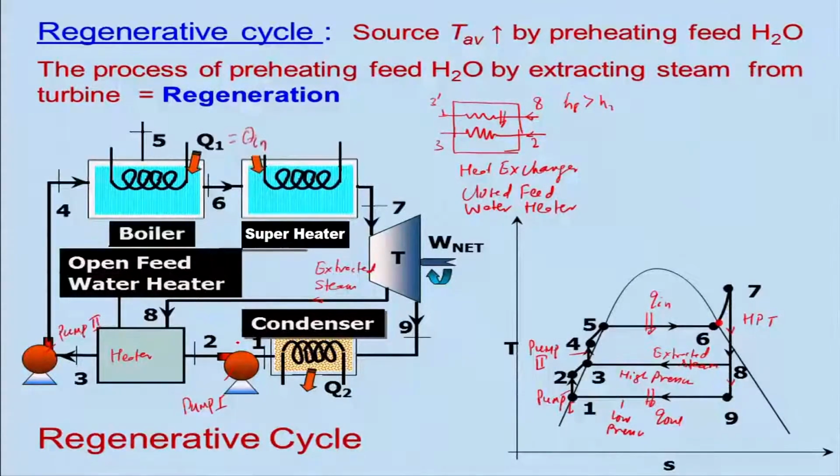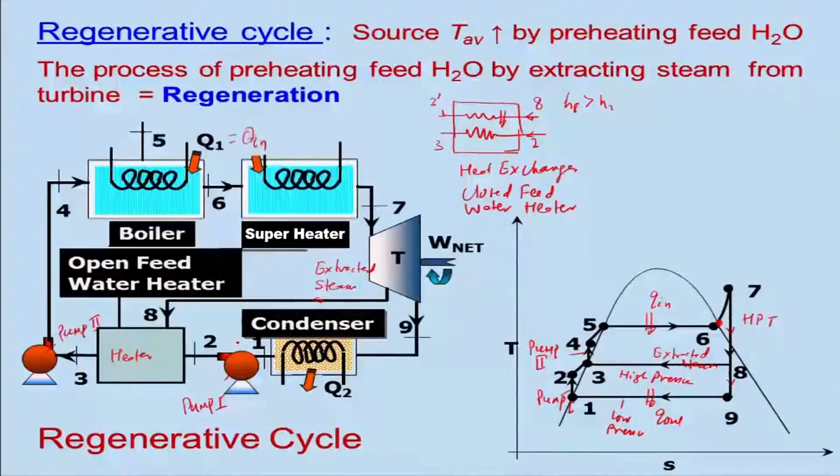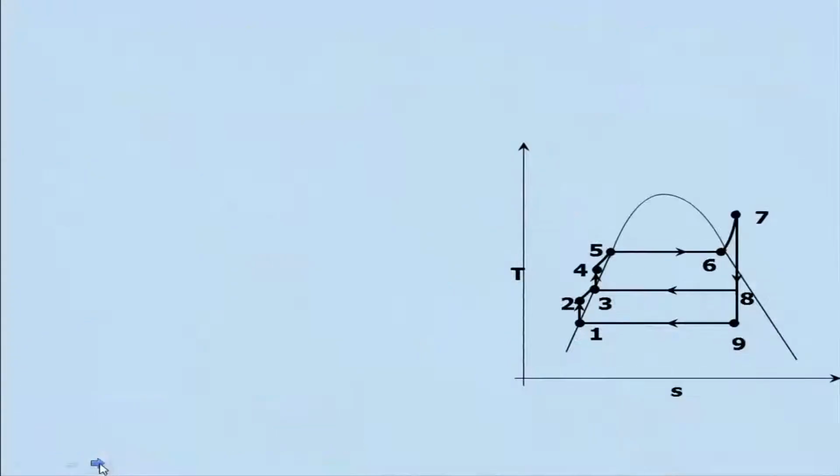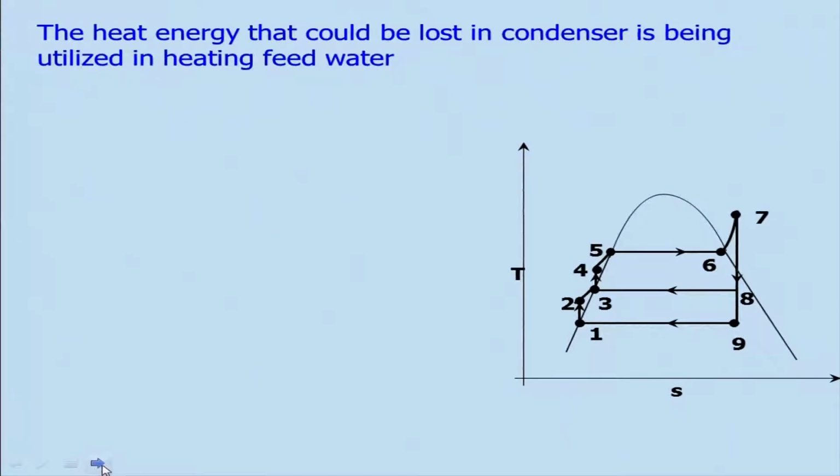So, in real systems, generally a combination of both open feed water heater and closed feed water heater is used. Both have certain advantages and certain disadvantages, and to optimize that, people use both in the actual steam power plant. So, we will take the open feed water systems and try to analyze them. Let us recall that what is being done here is that heat energy that could be lost in the condenser is being utilized in heating the feed water.